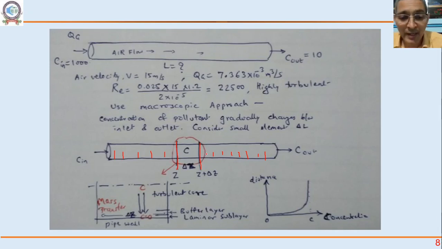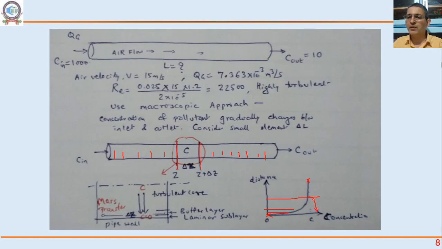Okay, here's another concept. If you look at any location here with respect to distance, concentration is 0 at the wall and concentration is higher in the bulk of the pipe, say the center of the pipe. So there is a concentration driving force. There is a laminar sublayer, a buffer layer, and a turbulent core, and we call this the concentration boundary layer.